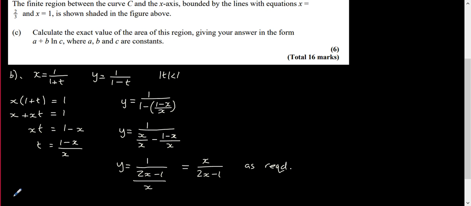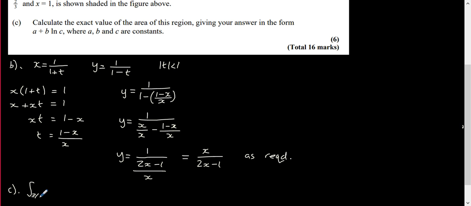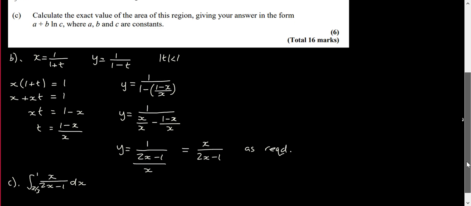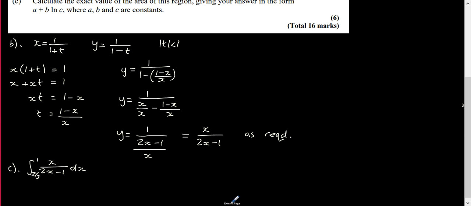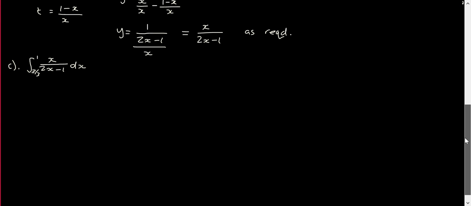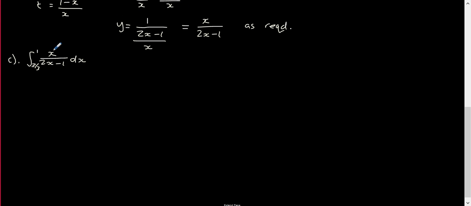So for part C, we're being asked to integrate between 2/3 and 1 this fraction, x over 2x minus 1 dx. Okay, that's our goal. So I've said that I'm going to use a substitution, and the reason is because x over 2x minus 1 doesn't fall into any of our normal categories for integration, so we have to think outside the box a little bit.